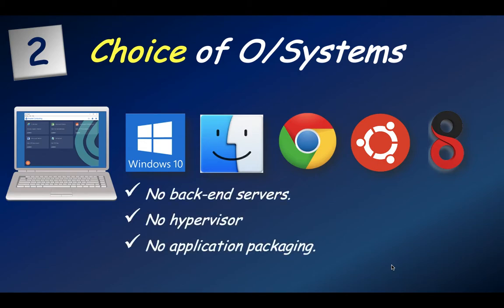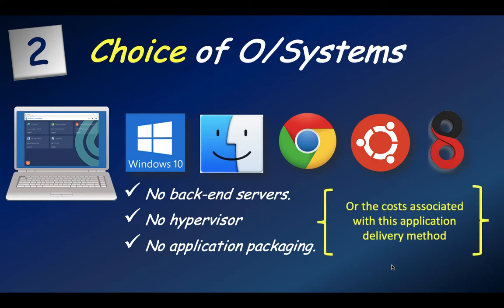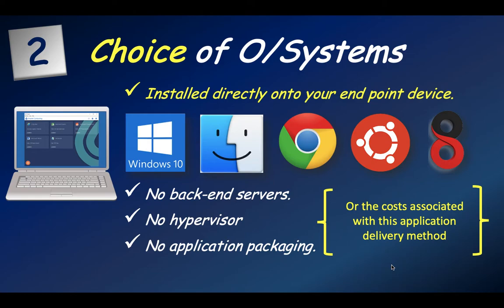There are no back-end servers required, or hypervisors, or application packaging, or any of the costs that we'd normally associate with this delivery method. When you purchase droplet computing, you simply install it directly onto your endpoint device. That's it. There's no other costs, no other layers. Very simple and easy to use deployment method. And this is another reason why customers are choosing droplet computing.